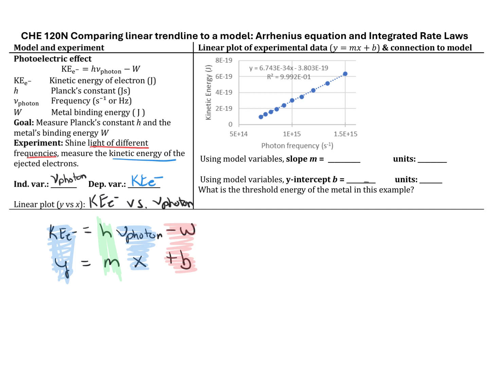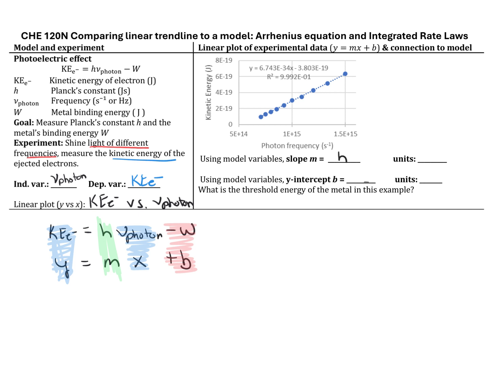We can see that over here now. So I've got kinetic energy of the photon on the y, photon frequency on the x, and it is linear. We have a very high r squared, and we now have in our model, right, using model variables, just these comparisons that we just did over here, that if this model is working, the slope m is going to be equal to Planck's constant h.